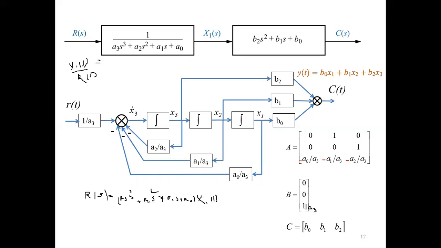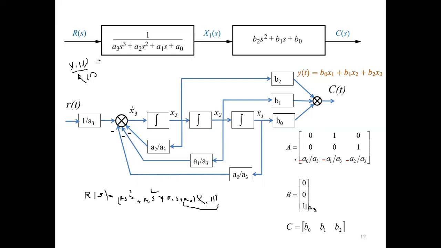So this term, we will convert this into time domain form. The derivative of x1 is already written as x2. So here will be x2, here will be x3, and here will be the derivative of x3.